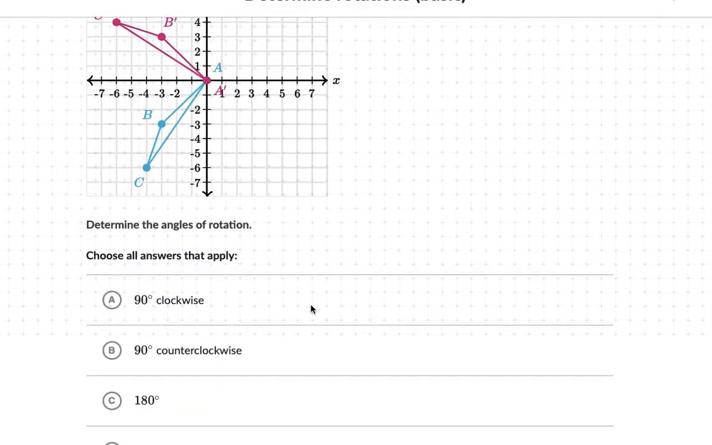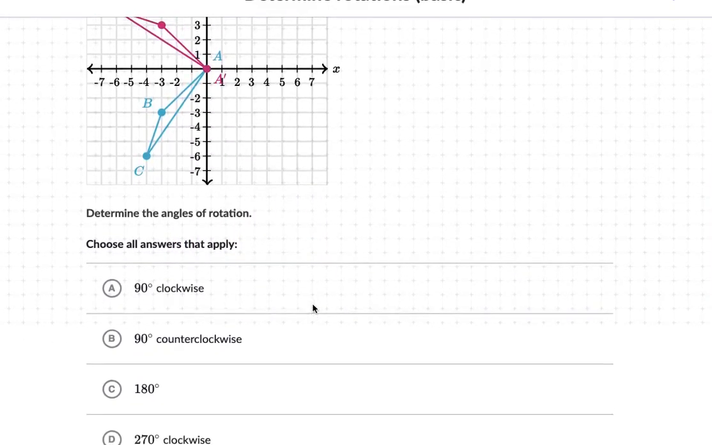Is it going to be 90 degrees clockwise, 90 degrees counterclockwise, 180, remember it doesn't matter if it's clockwise or counterclockwise for that one, or 270 degrees clockwise? Go ahead and pause the video and see if you can solve it on your own first.